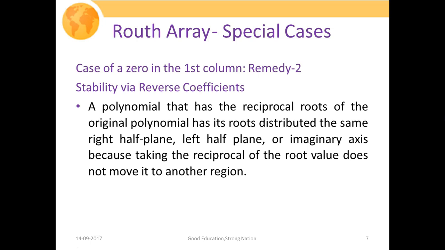So the point is, suppose a root lies in the right half of the S-plane, then the reciprocal of that root will also lie on the right side of the S-plane. It will not change its position.